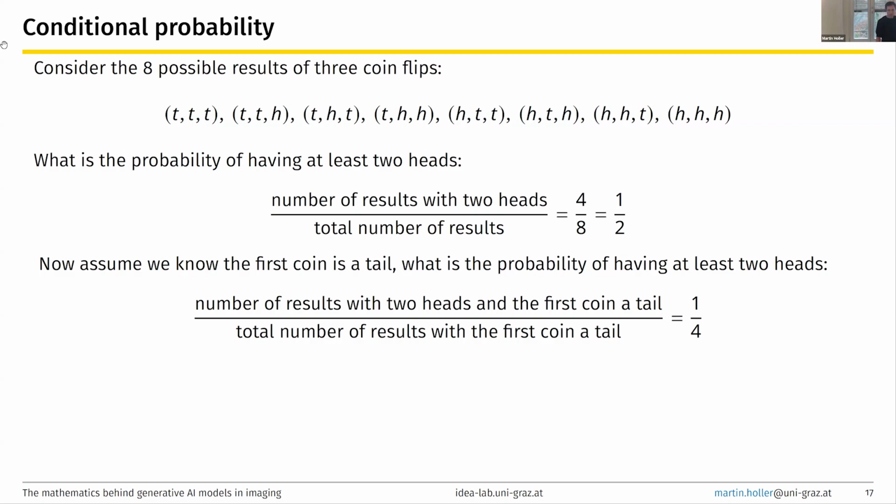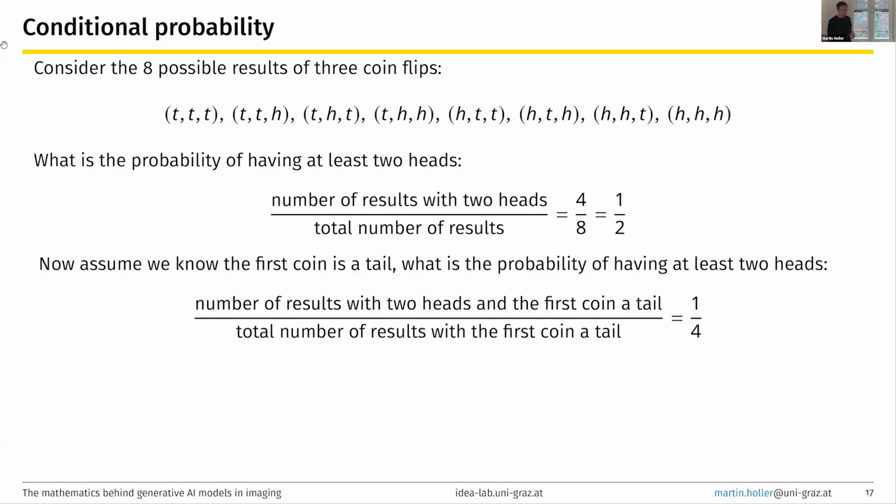So I restrict myself now to all possible results with two heads, where the first coin is a tail. If you go through all possible results again, we see there's only one. So only one result remains where the first coin is a tail and there are two heads. How many results are there in total, knowing that the first coin is a tail? Well, 1, 2, 3, 4, right? Here all the first coins are heads. So it's just 1/4. It's the same principle. I look at all possible results that I'm interested in and divide by all possible results.